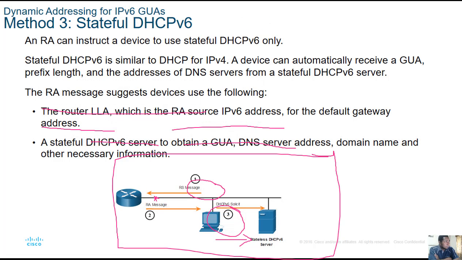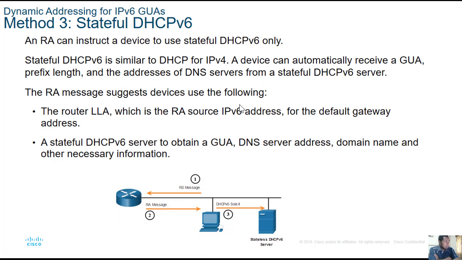The last method is stateful DHCPv6, and it's very clear here. You can see that stateful indicates that all information is provided by the DHCPv6 server. So an RA will instruct the device to use stateful DHCPv6 only. It will not ask the device to generate its own GUA. The GUA will come from a list of addresses available on the DHCPv6 server. It will also provide other necessary information like the DNS server address and domain name.